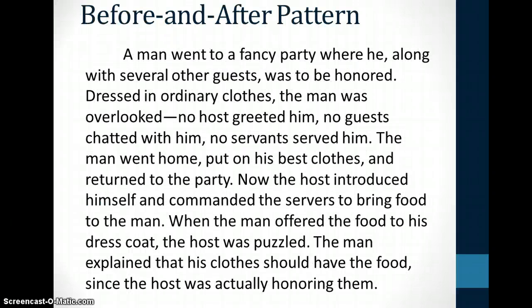A man went to a fancy party where he, along with several other guests, was to be honored. Dressed in ordinary clothes, the man was overlooked. No host greeted him, no guest chatted with him, no servants served him. The man went home, put on his best clothes, and returned to the party. Now the host introduced himself and commanded the servers to bring food to the man. When the man offered the food to his dress coat, the host was puzzled. The man explained that his clothes should have the food, since the host was actually honoring them.